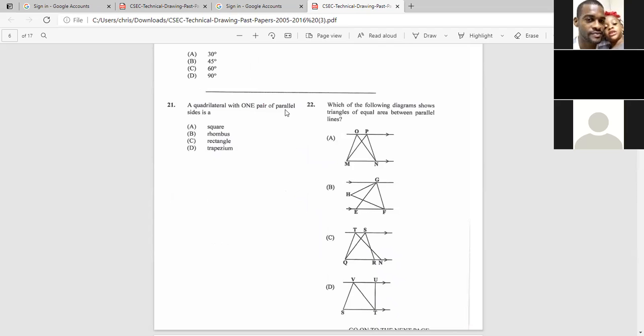A quadrilateral with one pair of parallel sides is what is that? Trapezium. A trapezium.